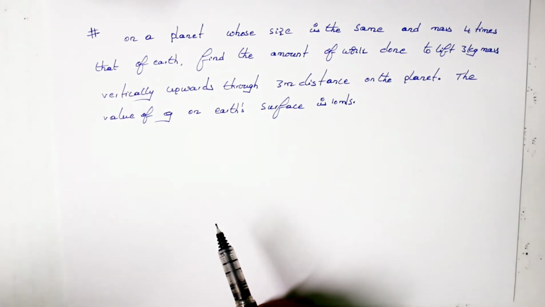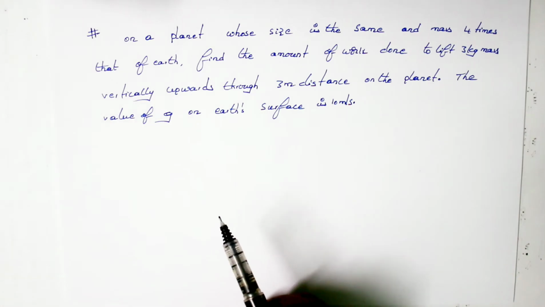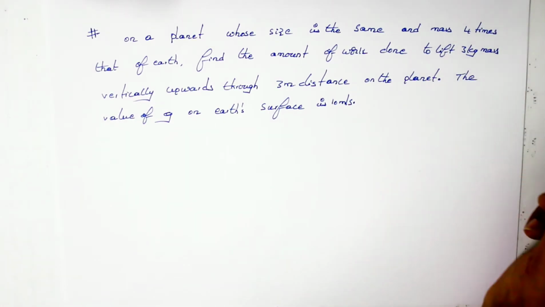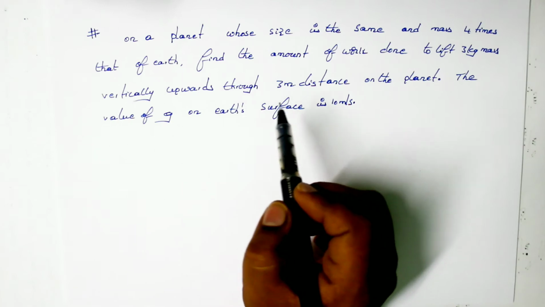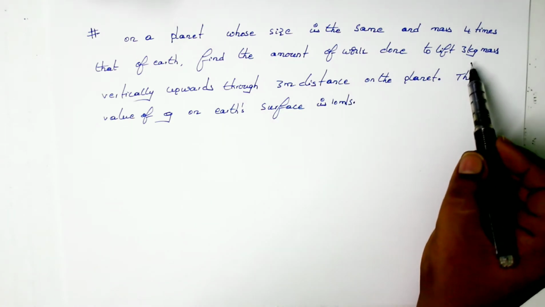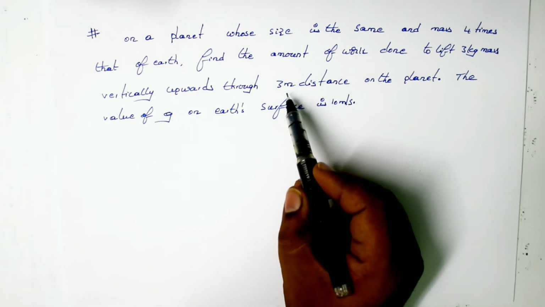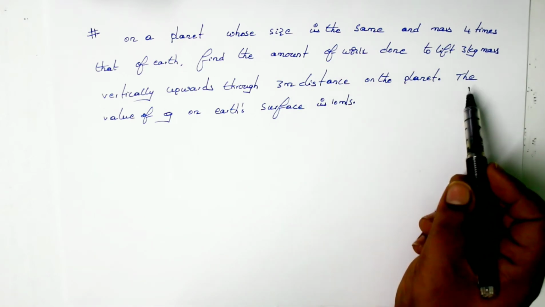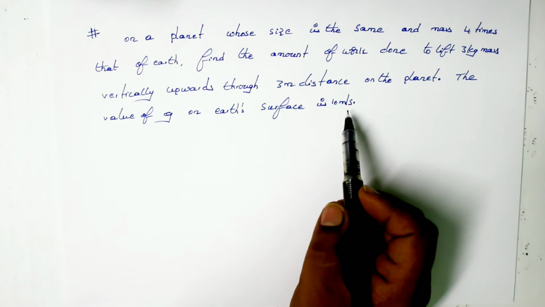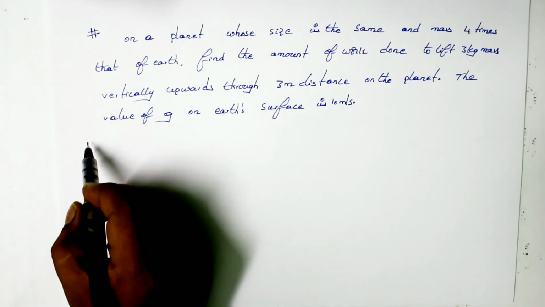Now let us see this question. On a planet whose size is the same and mass 4 times that of Earth, find the amount of work done to lift a 3 kg mass vertically upwards through a 3 meter distance on the planet. The value of g on Earth's surface is 10 meters per second squared.